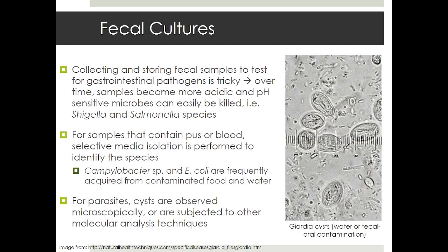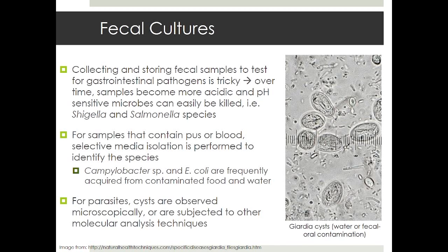There are situations where samples will contain pus or blood or other factors, so selective media is usually used to identify the species within. So things like eosin methylene blue agar or even MacConkey can be used in these cases. If someone is sick because they've been traveling and perhaps drinking some contaminated water, other species can even be isolated from the water itself and used to compare to samples that are taken from a sick person.